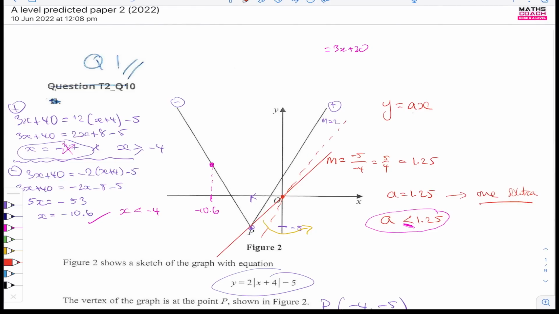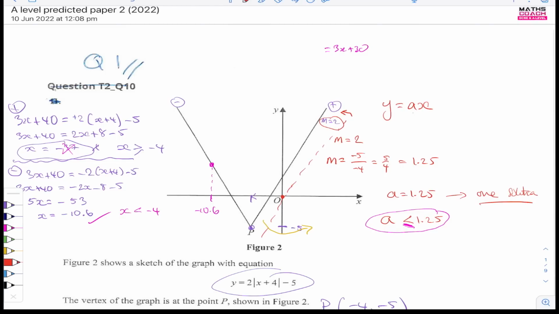When those two lines are parallel, will they ever meet? No. So what would the gradient of my line be when it's parallel to the modulus graph, the positive branch? Can you see what the gradient is here? So when the gradient of y equals ax is 2, we'll have no solutions. But what if the gradient was more than 2? Would it then intersect the positive branch? Yeah, it's going to intersect.